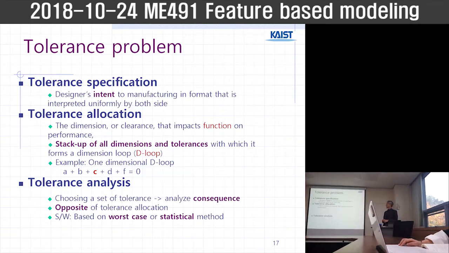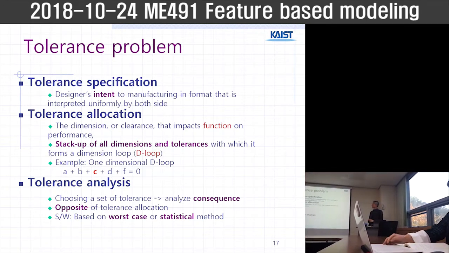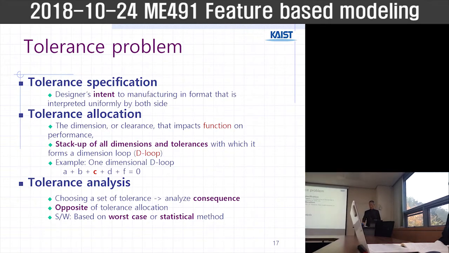Right. Dimension and clearance impact function and performance, right? What is the allowance? We stack up all dimensions and tolerances, all distributions and accuracies, and this forms a dimensional loop. It can be a circular loop.